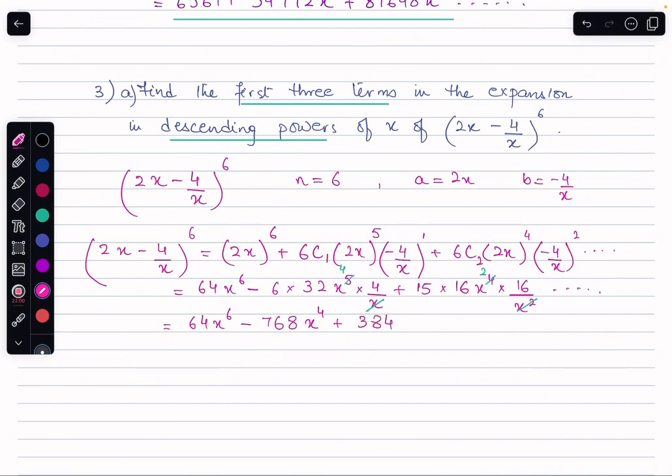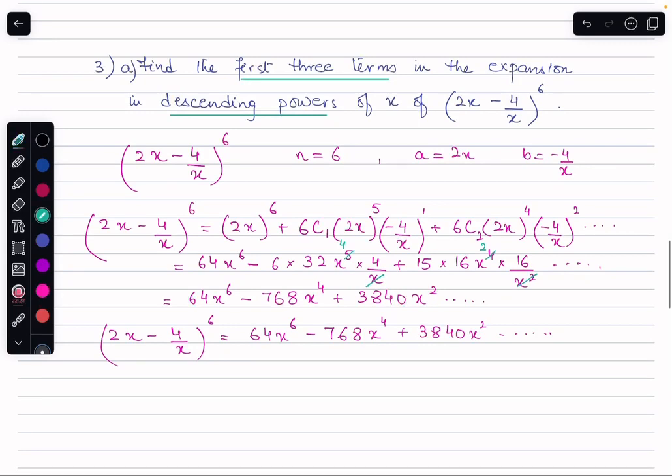3840x square. So the expansion here of (2x minus 4 by x) to the power 6 is equal to 64x to the power 6 minus 768x to the power 4 plus 3840x square, which shall be the answer for this case.